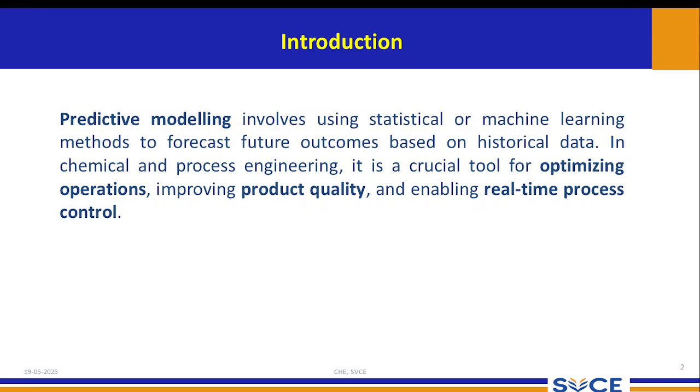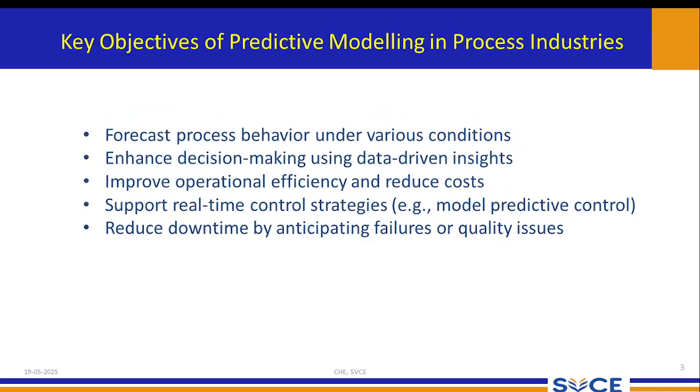Unit 5. So predictive modeling involves using statistical or machine learning methods to forecast future outcomes based on historical data. In chemical and process engineering, it is a crucial tool for optimizing the operations, improving the product quality and enabling real-time process control.